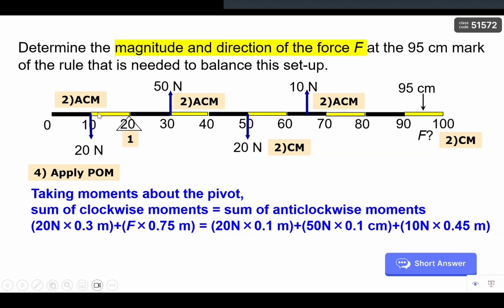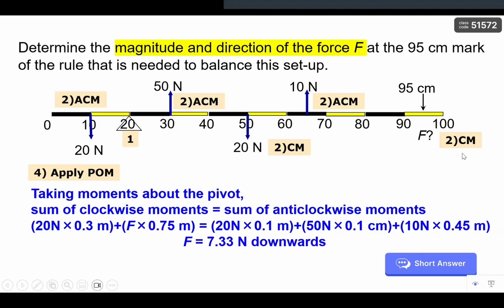For anti-clockwise, I have 1, 2, 3 brackets over here because it's 3 different moments. So it's 20 times 0.1 plus 50 times 0.1 plus 10 times (65 minus 20), which is 45 cm, 0.45 meters. I have a whole bunch of equation and only one unknown F, so I can solve for my F. My F will be 7.33 and it must be downwards to create these clockwise moments.